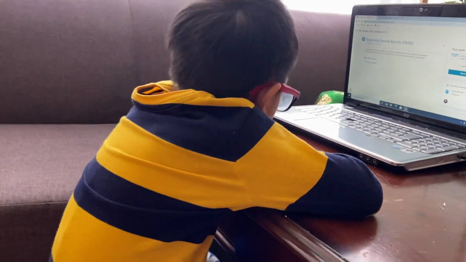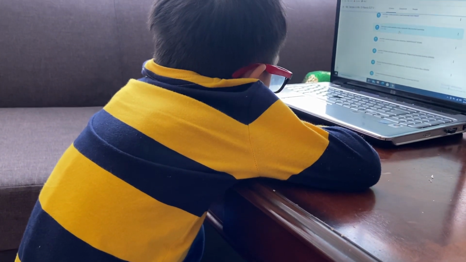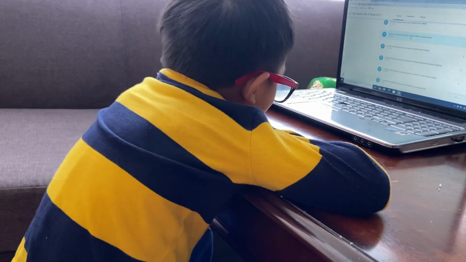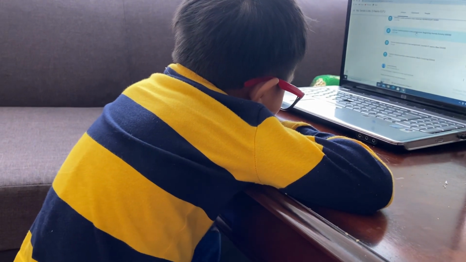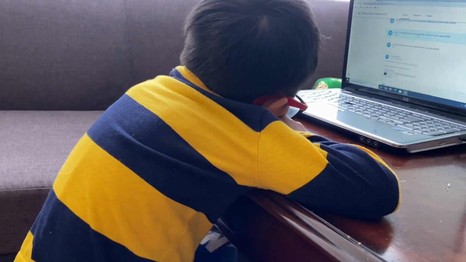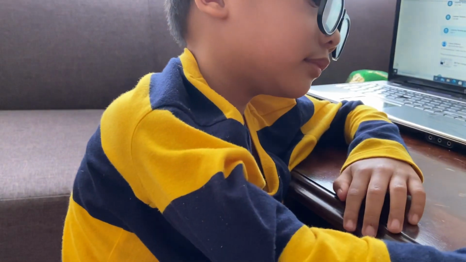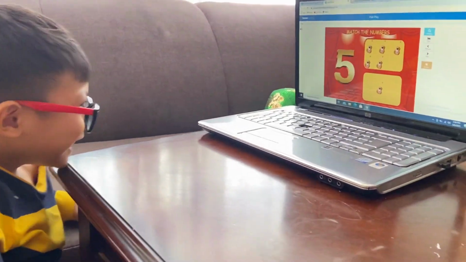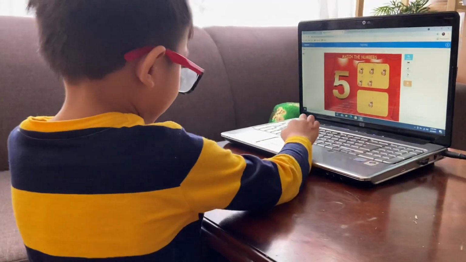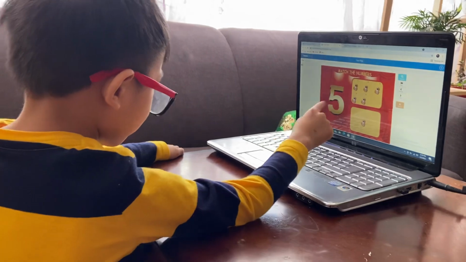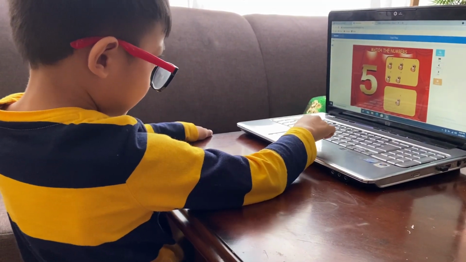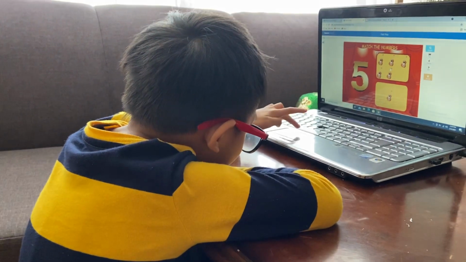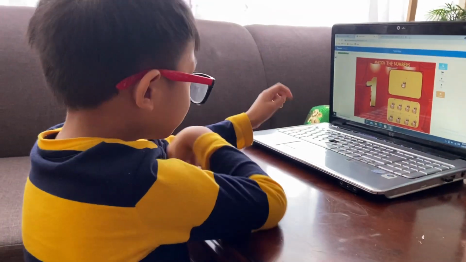Math activities. Math counting. What number is that? 5. Okay, can you do it? 1, 2, 3, 4, 5. Choose the correct answer. Correct. One. Good.